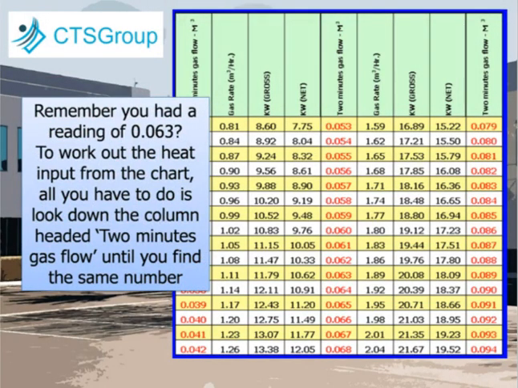Remember, we had a reading of 0.063. To work out the heat input from the chart, all you have to do is look down the column headed 2 minutes gas flow until you find the same number.